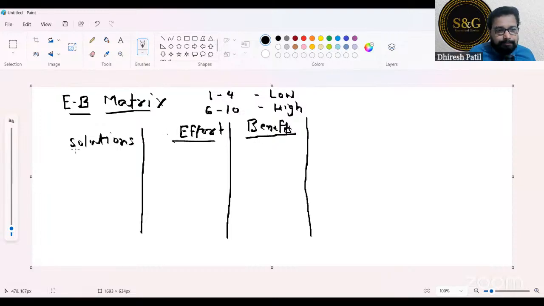For example, let's take an example. Here are solutions like A, B, C, D, or something like that. Now, for example, let's take one solution that is a low effort and low benefit solution. What is low effort and low benefit?